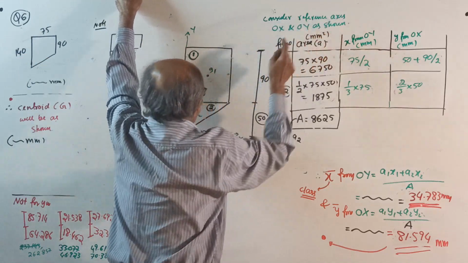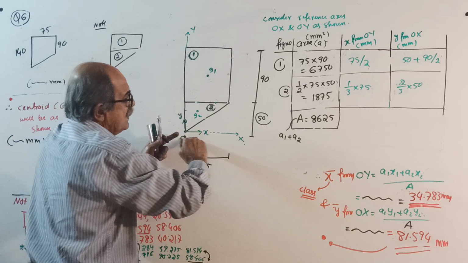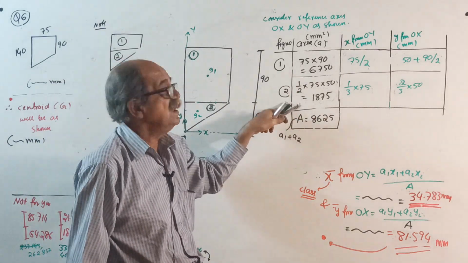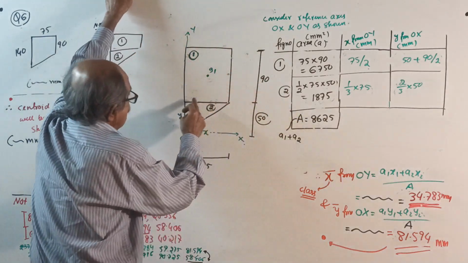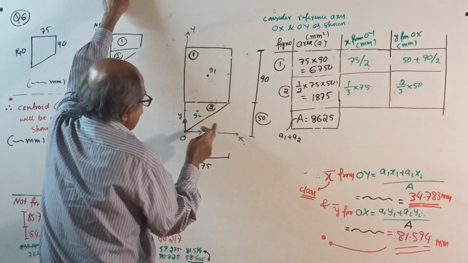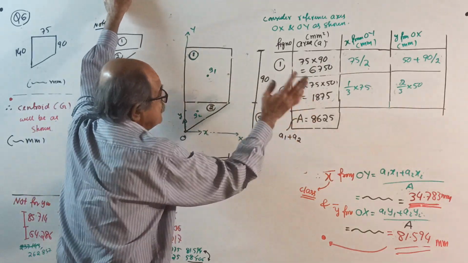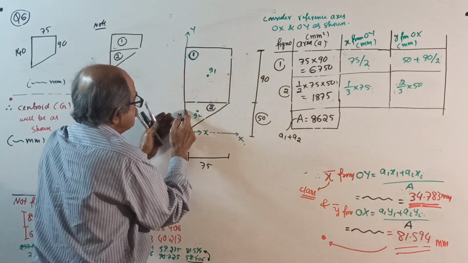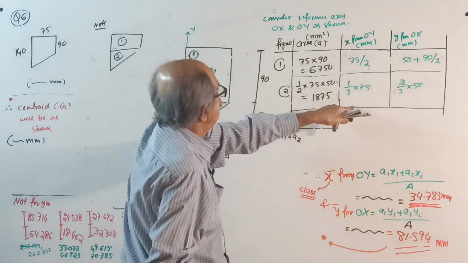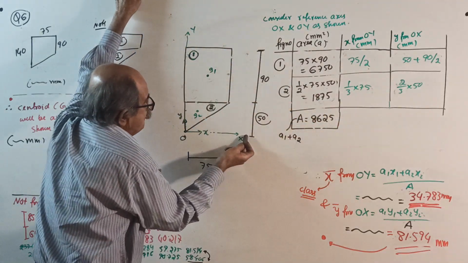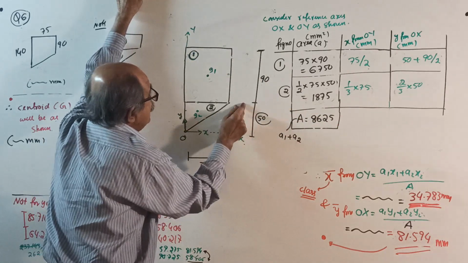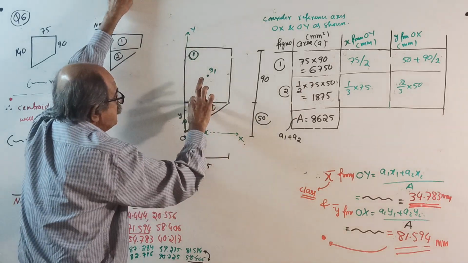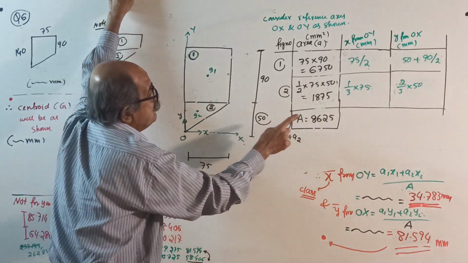First, consider the reference axis at the bottom left corner, x this way, y this way. Now see, only 2 figures, not 3. Area first, 75 into 90. Second, half into 75 into 50. A little fast I will tell. x1 is half of 75, x2 is 1/3 of 75. y1 is 50 plus half of 90. y2 is this distance, 1/3, this is 2/3 of 50.